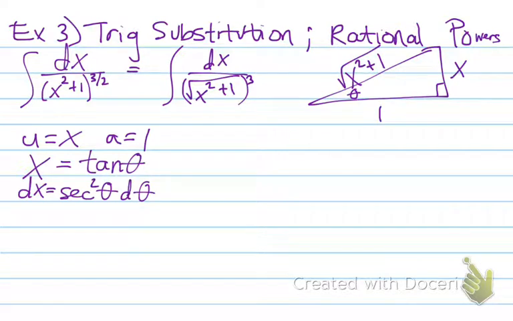Let's see what else I need. I have my dx. I need my square root of x squared plus 1. So the square root of x squared plus 1 is the ratio between the hypotenuse and the adjacent side. And I want that square root of x squared plus 1 to be in the numerator. So that's hypotenuse over adjacent, which is the reciprocal of cosine. So it's secant. So that equals secant theta.